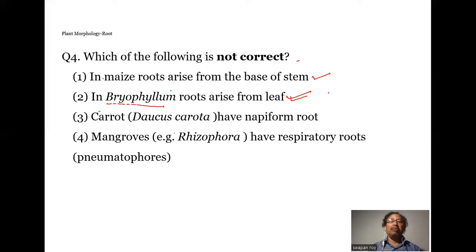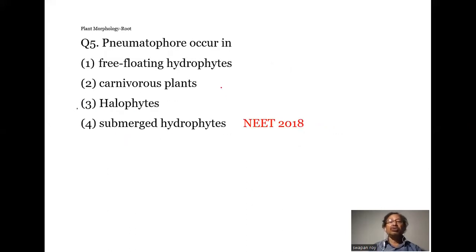in the vegetative reproduction. Number 3, carrot, Daucus carota, has napiform root. This is incorrect. The root is not napiform, it is the conical root. Napiform root is found in beetroot and turnip. So the answer is option number 3. Number 4, mangroves, the rhizophora have respiratory roots or pneumatophore. This is correct. Question number 5, pneumatophores occur in, options are free-floating hydrophyte, carnivores. It is number 3, the halophytes.